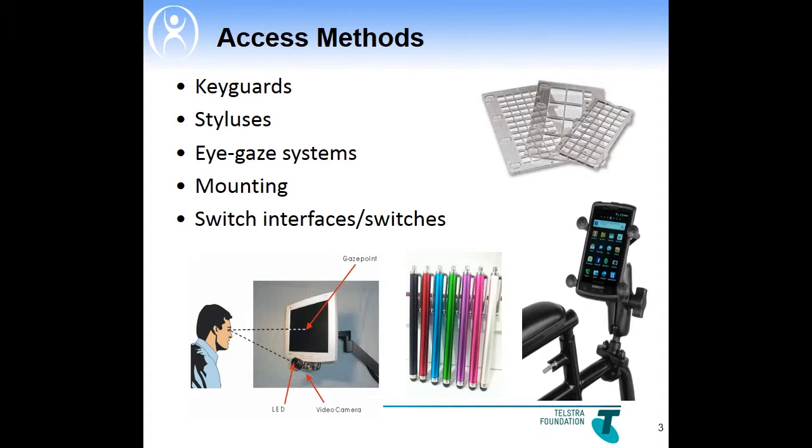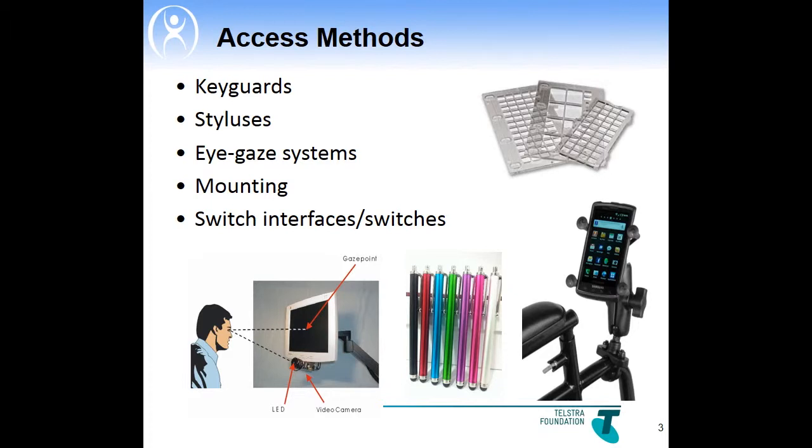Styluses are another cheap and commercially available access method that can help the person who has difficulties with fine motor skills. They come in different length and thickness. They can be adapted in a similar manner to the way you adapt a pencil or cutlery. You can do it yourself or purchase it from a specialized supplier.